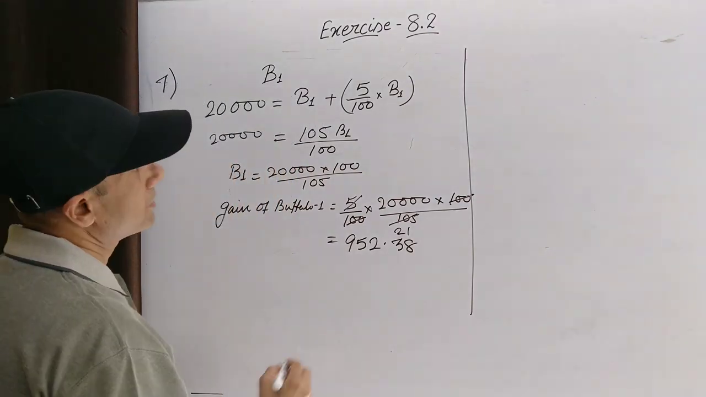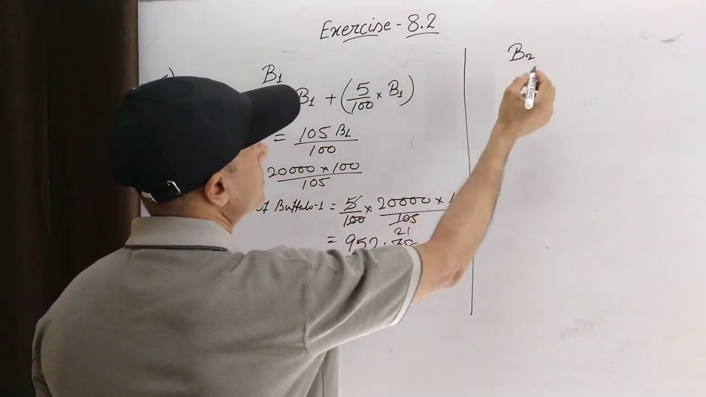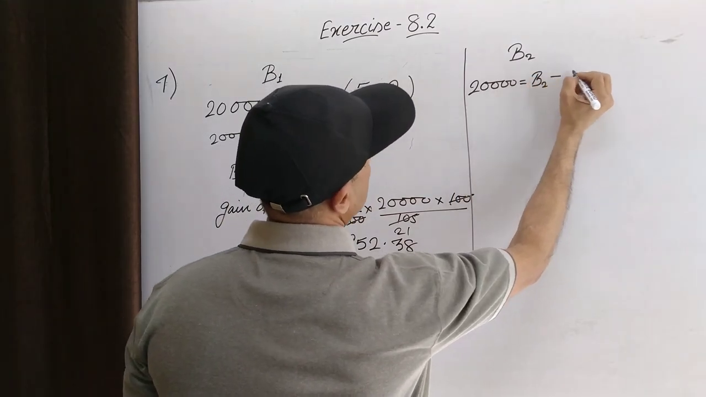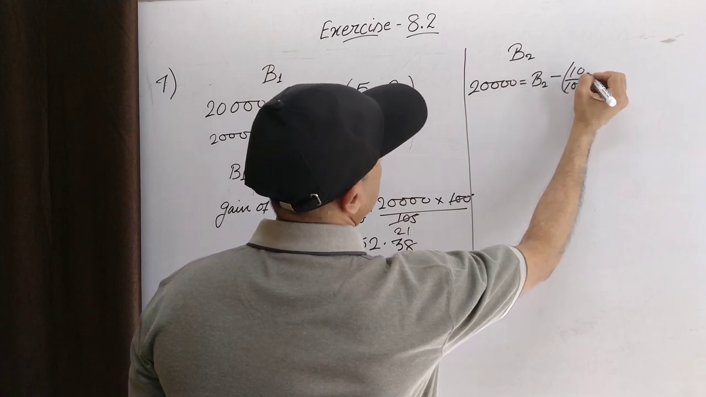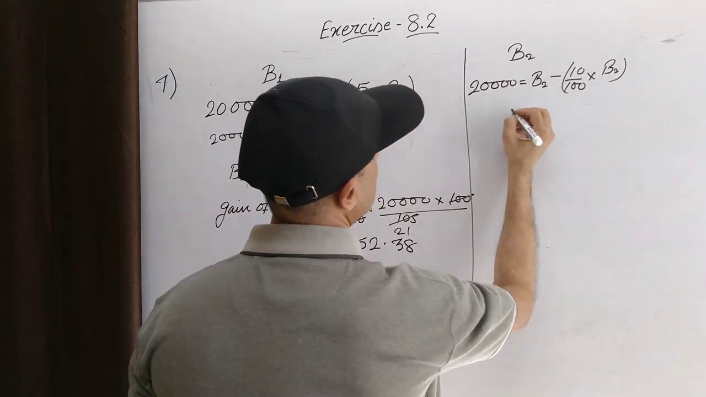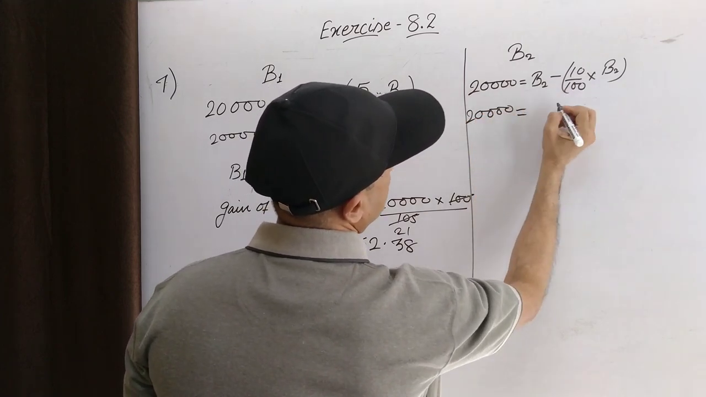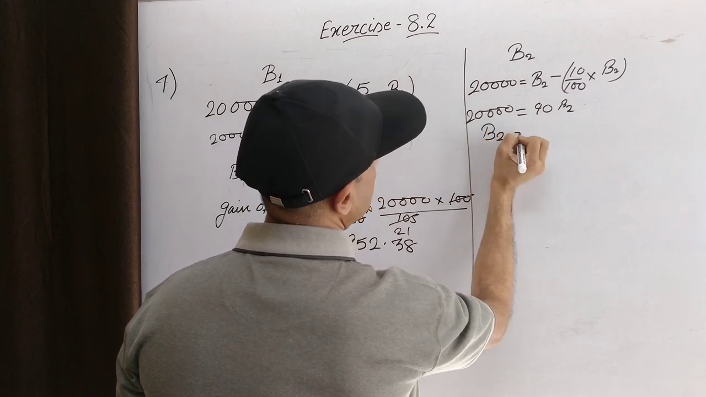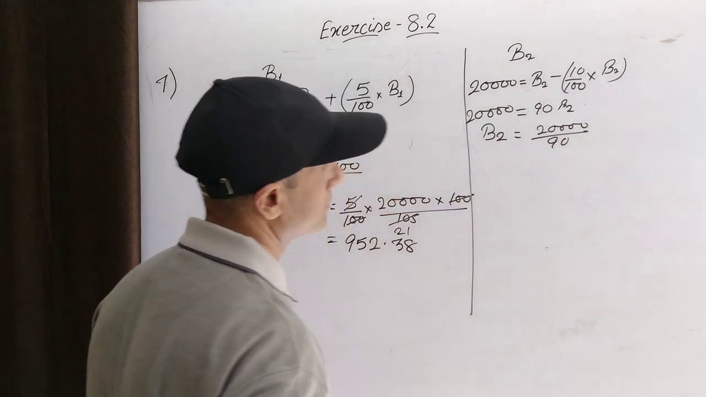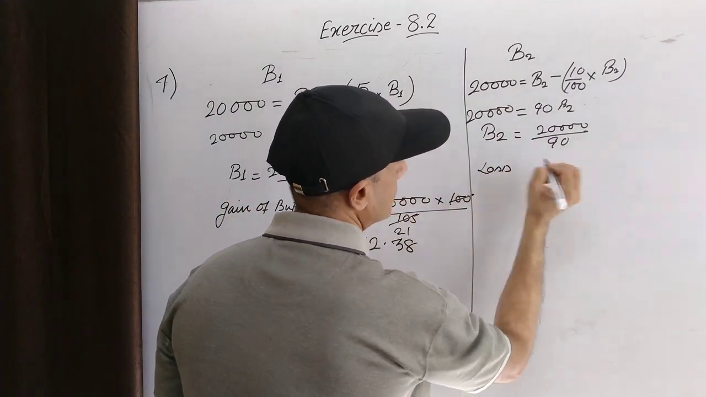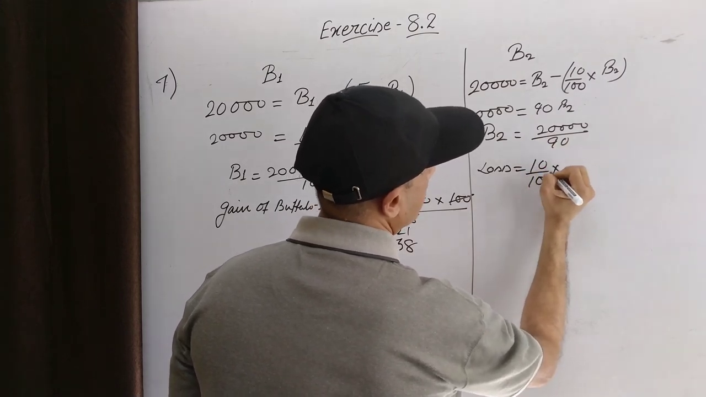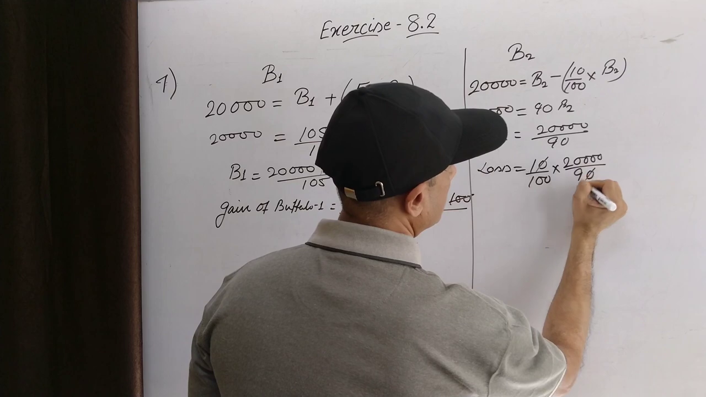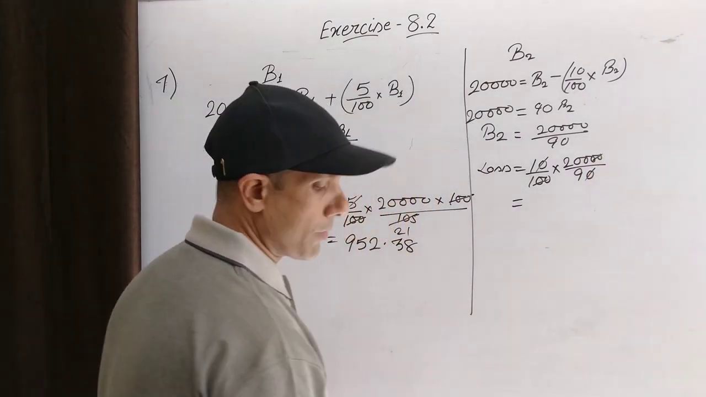Now let's find the loss by selling the second buffalo. Let the price be B2. So 20,000 will be equal to B2 minus the loss, that is 10%, 10 by 100 into B2. So we get it as 20,000 is equal to, this is 100 minus 10, that is 90 B2. So B2 is equal to 20,000 divided by 90. Loss is equal to 10%, 10 by 100 of B2. I've already calculated it.